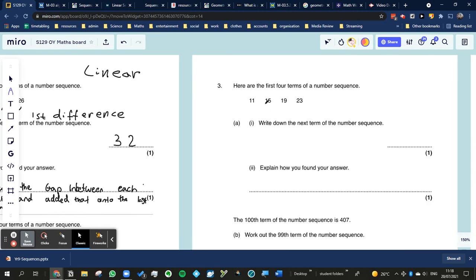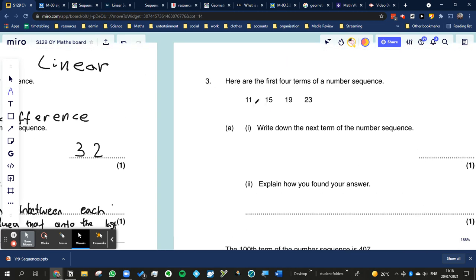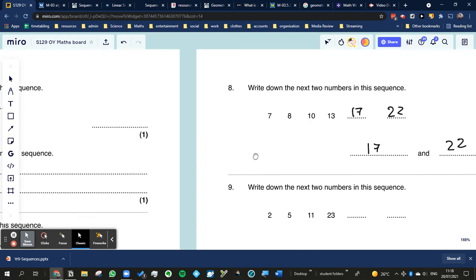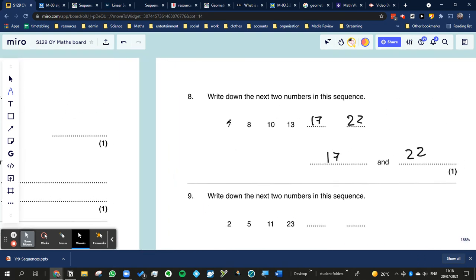Eventually you get, so let's have a look at this one. First difference is 4, 4, 4. So this one's also linear. Let's go along. Let's look at question 5. So it goes 4, 4, 4. This one's also linear. And question 8, let's look at this one. I'm going to use a different color pen because you've done yours in black.